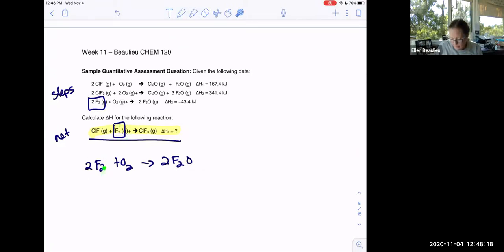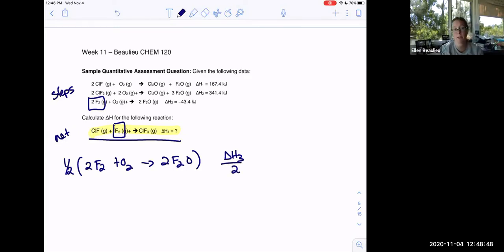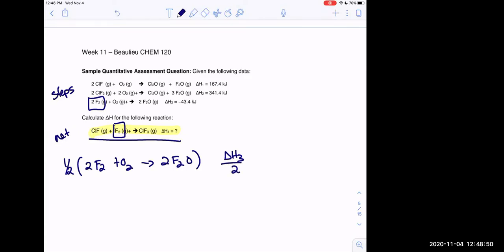This is a reactant. Is this a reactant? Yes. So I don't need to flip this. Do I need to scale it? Yes. I only need half this amount of F2. So what do I have to do to delta H3? Divide by 2. I need to divide delta H3 by 2.